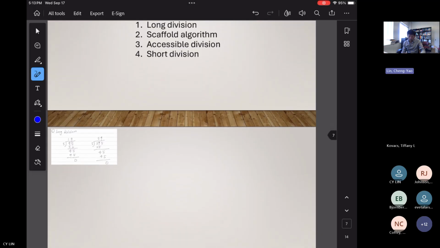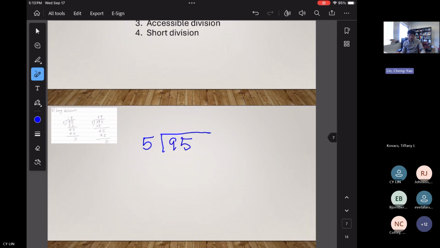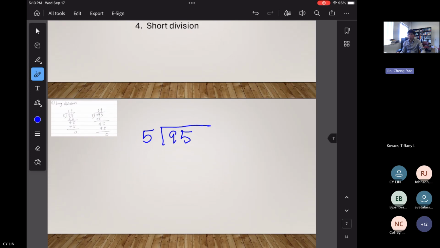Let's say I want to take 95 divided by 5. All right. So long division, we have to write a lot of things, right? So normally children struggle with this. So what's the first number here we have to fill in, right? So long division again is also called the English method, right?